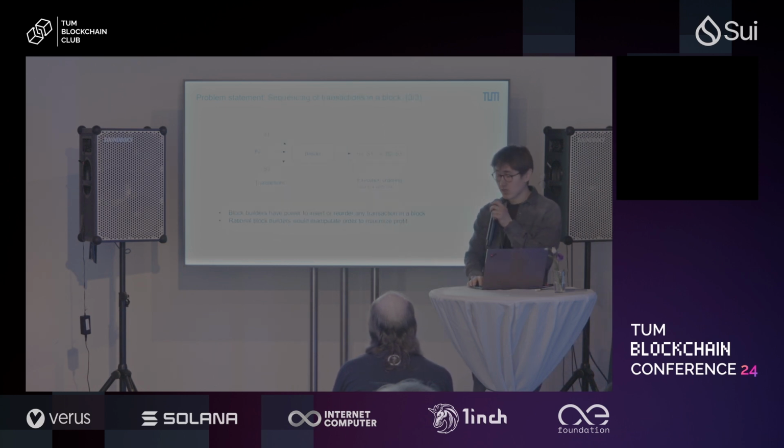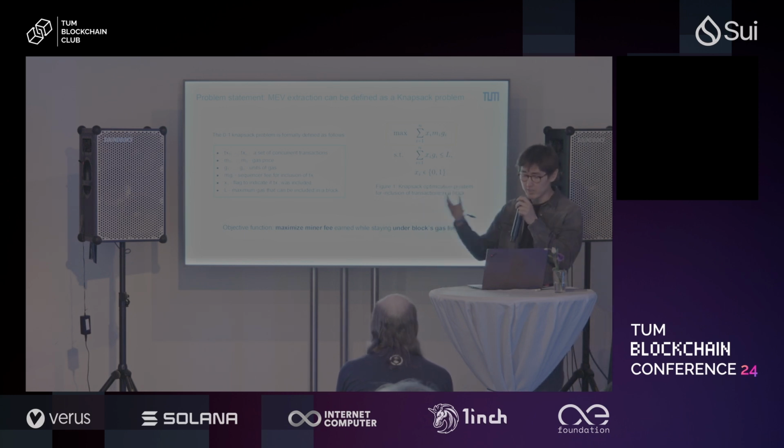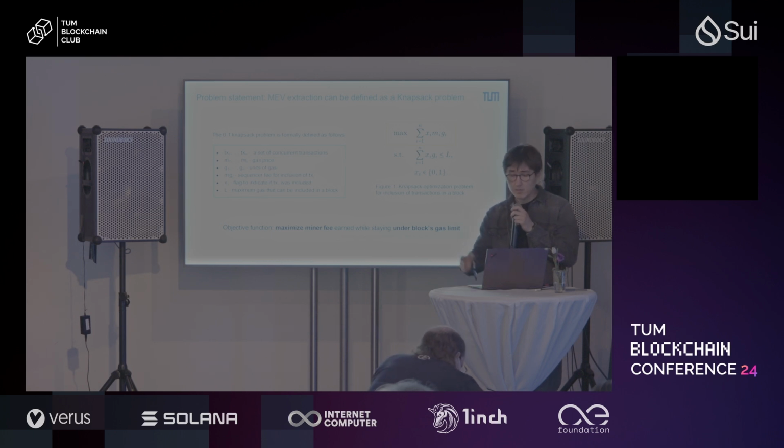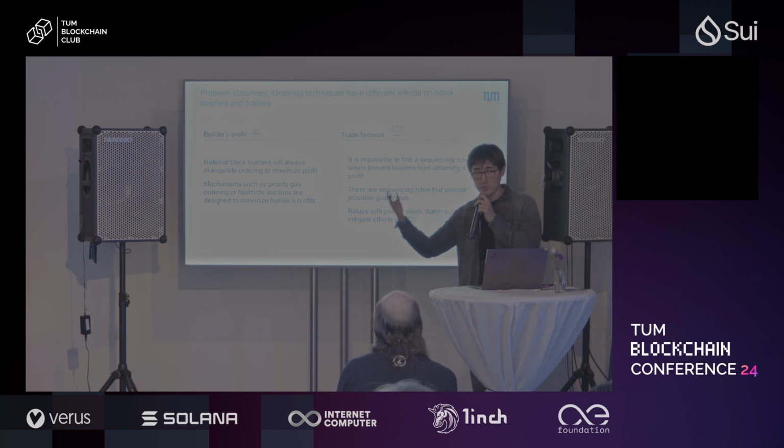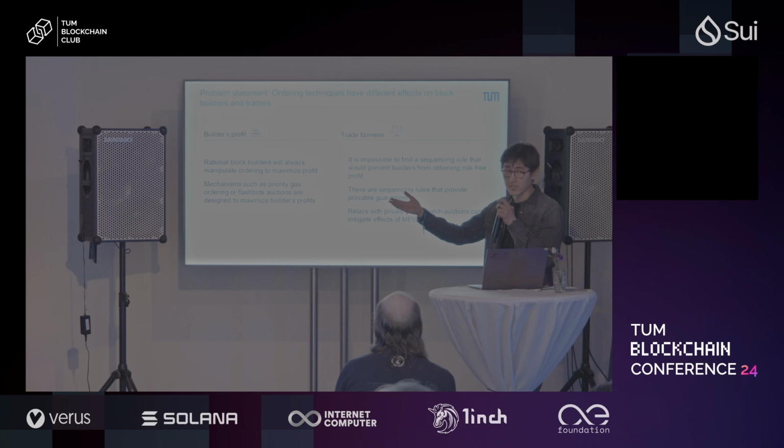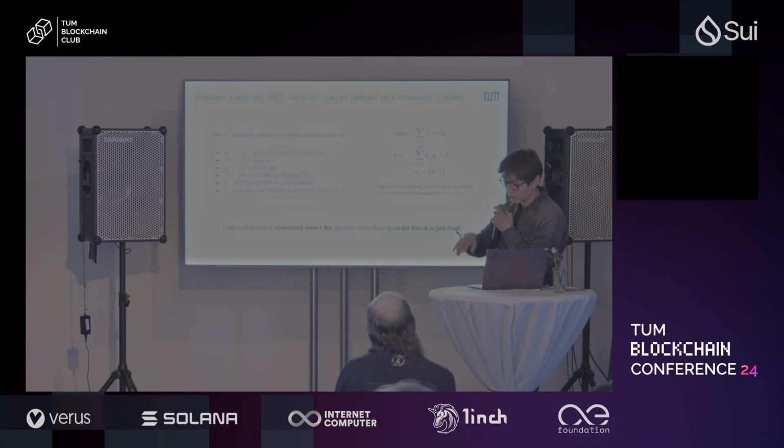If you think about it, this problem is just a knapsack problem. So we just need to solve this knapsack problem. This is the formal definition of this problem, and we need to include as many transactions as possible and maximize our profit as a builder. So on one side, we have builders who are trying to maximize profit, and this problem is well understood. But on the other side, if you're trading on decentralized exchanges and on blockchains, then we expect some sort of guarantees, and we expect some sort of trading experience, and we expect some level of trade fairness. And this is not guaranteed by the current setup.